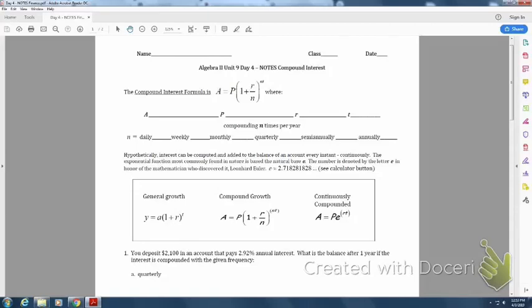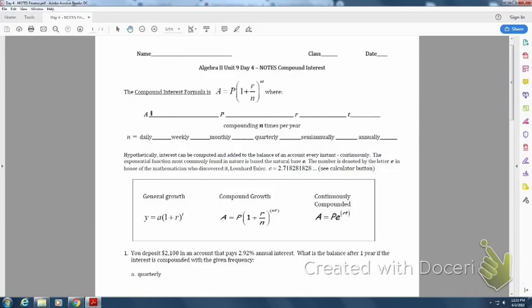First, let's talk about the general compound interest formula, which is up here. We're going to talk about two new formulas today. I'll talk about the compounding continuously here in a minute. So you've got this formula up top, and it is not as complicated as it looks, because you've already kind of been doing some of it with just that general growth formula.